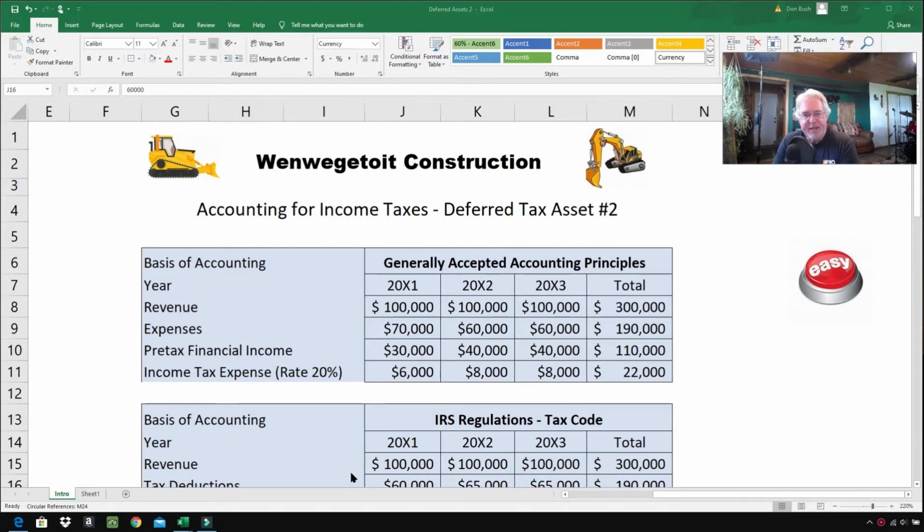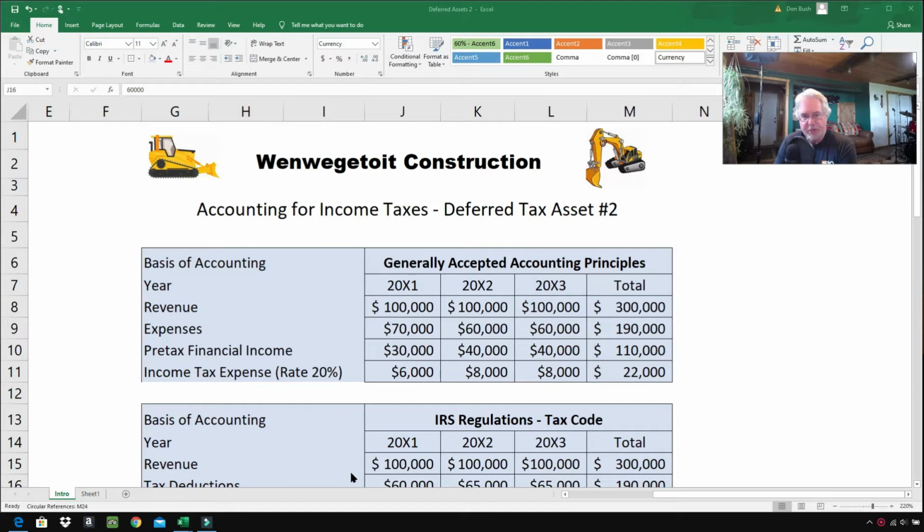And today we're going to learn about accounting for income taxes, deferred tax assets, number 2. This is the second example of deferred tax assets. It's pretty easy. If you have been following the other examples, you'll get this example too.